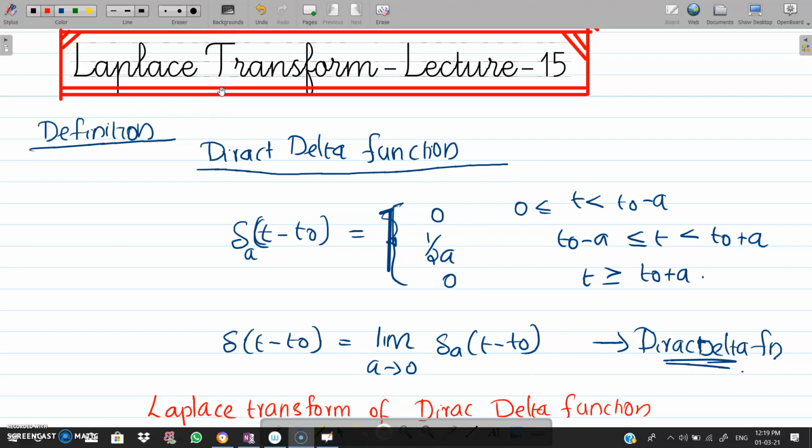Welcome to the next lecture of the Laplace transform. In this chapter: the Dirac delta function. What is the Dirac delta function?